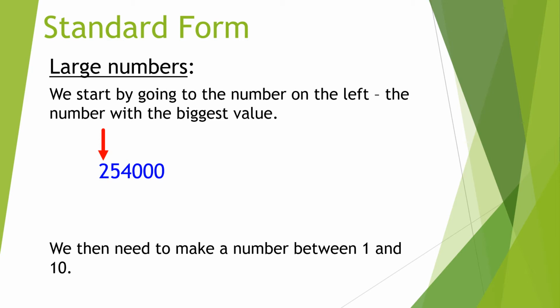The next thing I'm going to need to do is make a number between 1 and 10, starting from the left. So, for example, if I were to choose 254, 254 is not a number between 1 and 10. It's too big. Similarly, if I were to take 25.4 and just use that, that would not be a number between 1 and 10. So if I'm going to get a number between 1 and 10, I'm going to put a little decimal point between the 2 and the 5 and turn that into 2.54. That's now a number between 1 and 10.